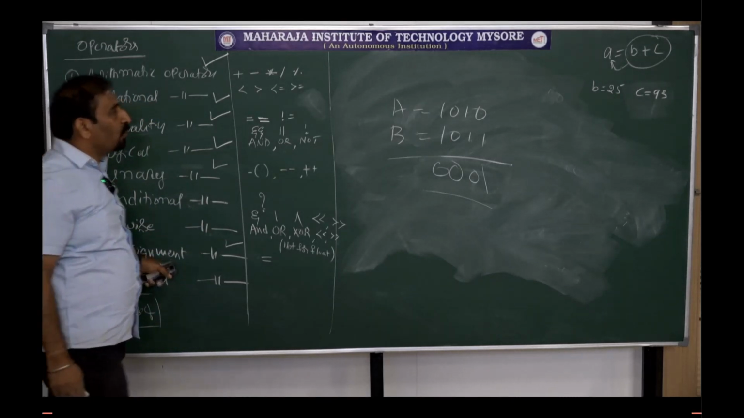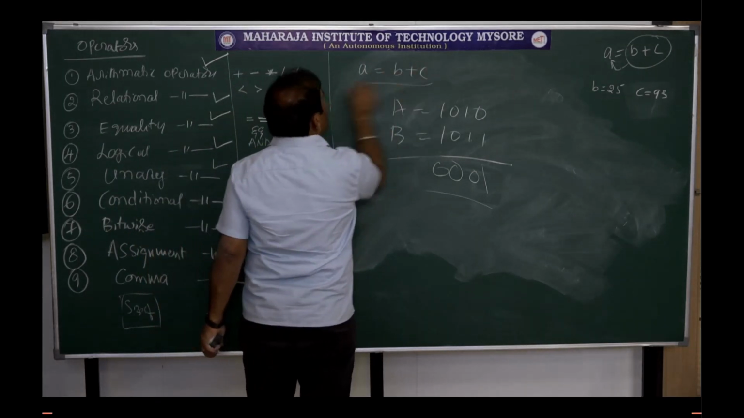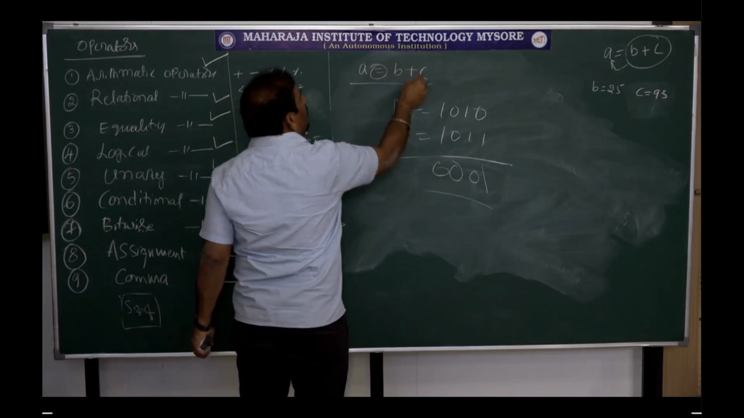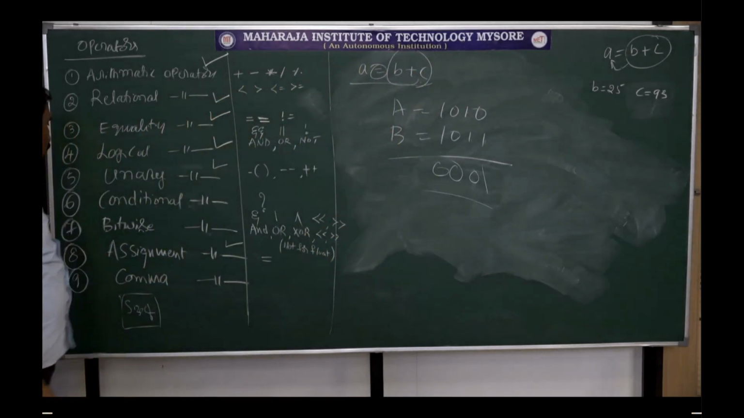Assignment operator, I have already told you, assigning this to this. So A is equal to B plus C. Therefore, assigning the value to A, which is already known to you.